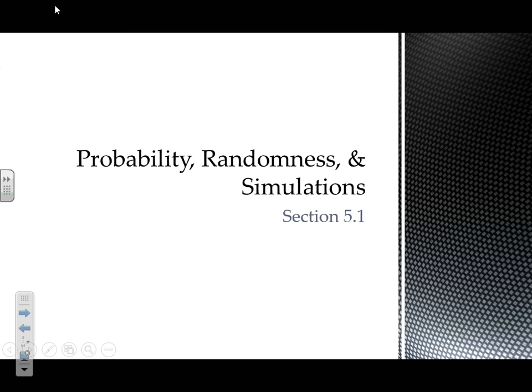and some randomness. So what it means to be random, how we can use randomness to run simulations that we may not be able to perform in real world situations. So this is going to be kind of where we're going here.